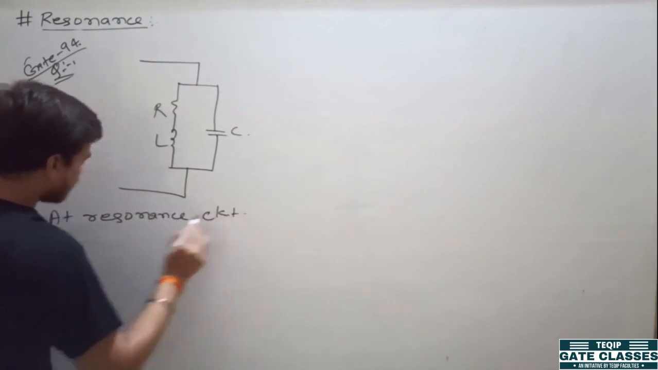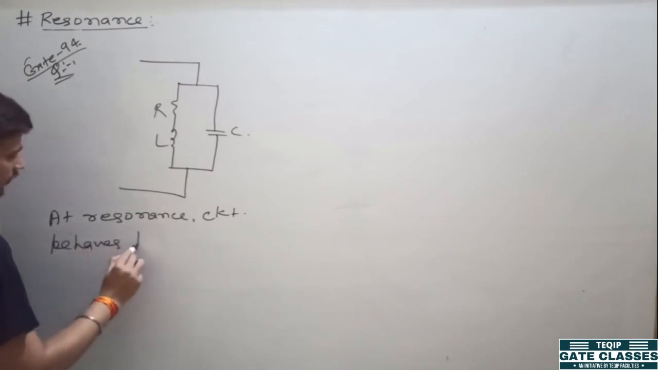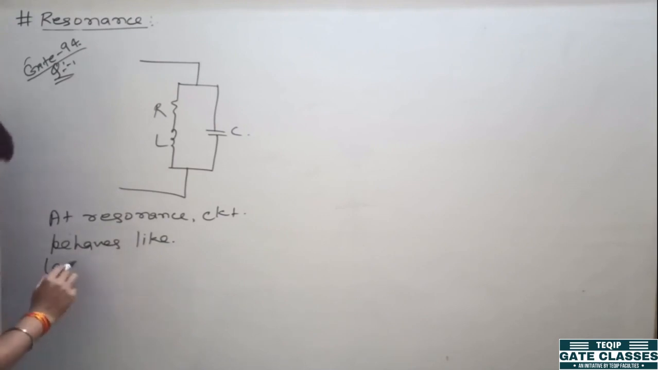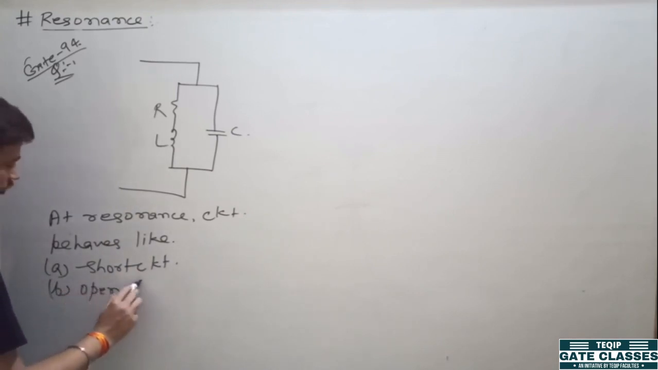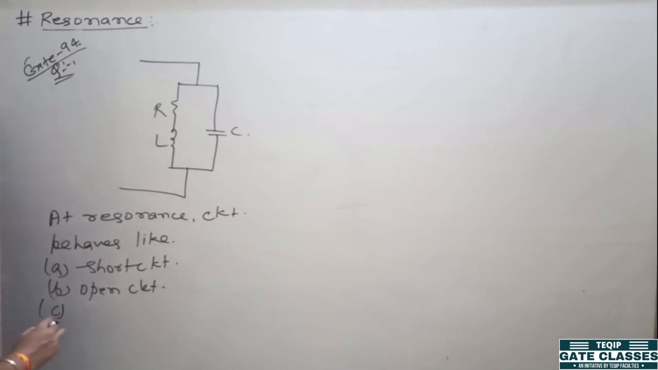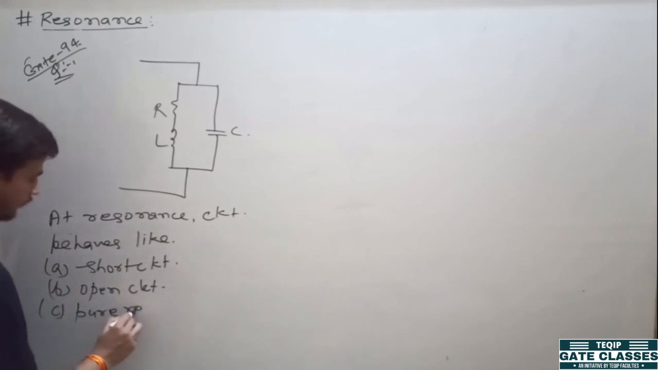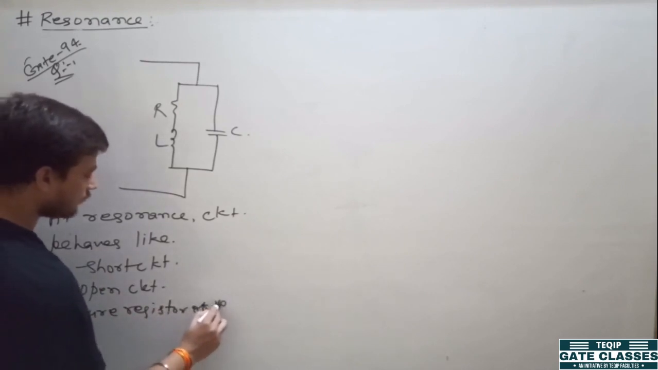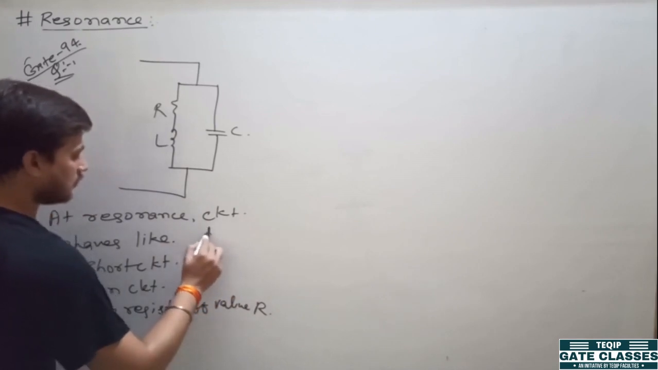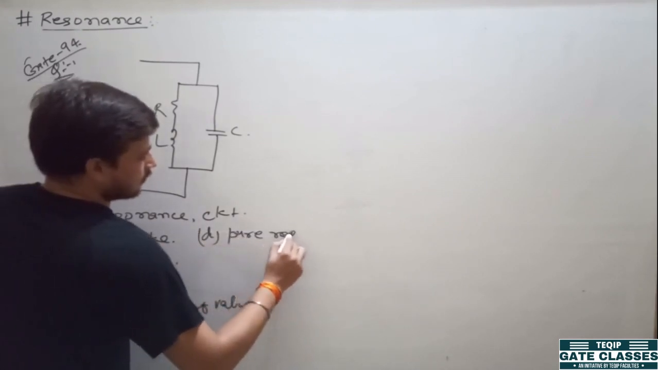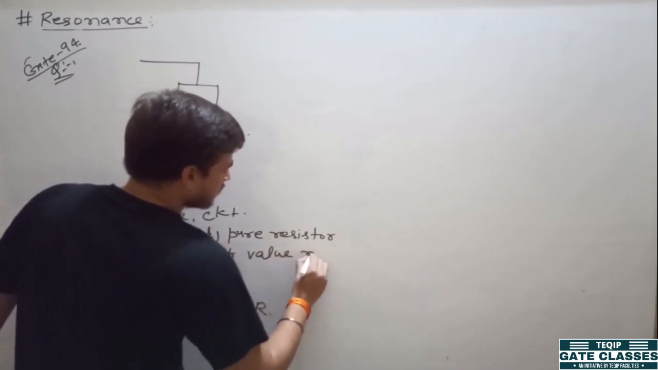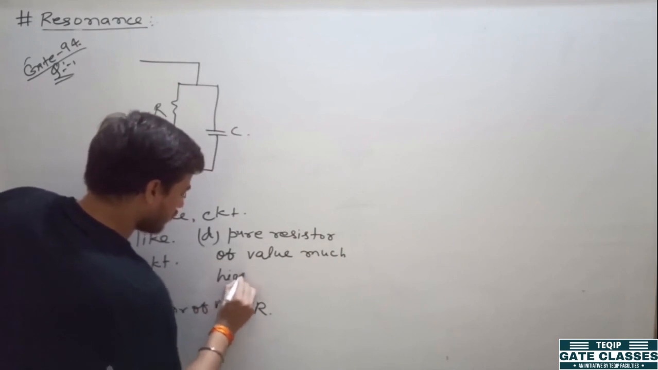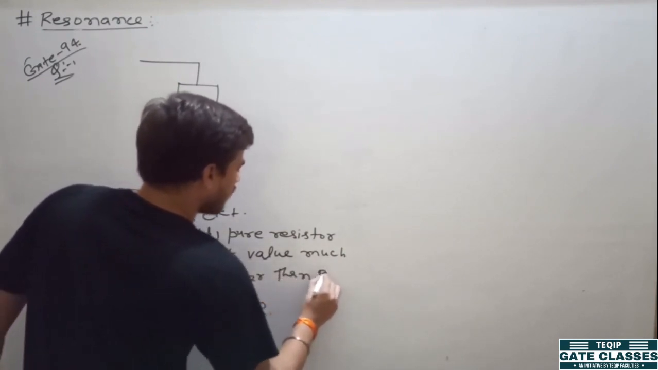First option is short circuit, second option is open circuit, third option is pure resistor of value R, and fourth option, option D, is pure resistor of value much higher than R.